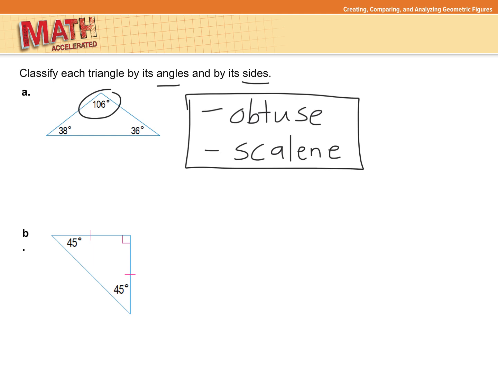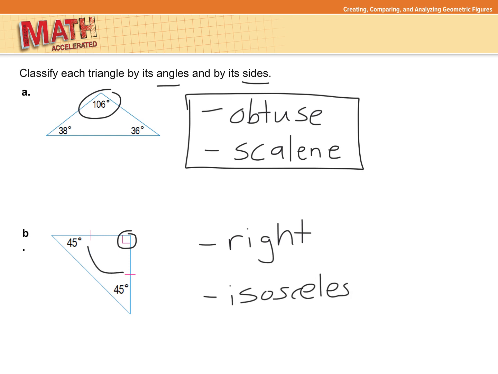Okay. What about B? How can we classify B by its angles? Somebody new. Audrey. Why do you say right? Yep, this angle measure is a 90-degree angle. What about its sides? Ismail. It's isosceles. Why? Because of the two lines that are there. Yep, these two congruent markings tell us that at least two of the sides are the same. So therefore it's isosceles. Okay, any questions about triangles? Okay.